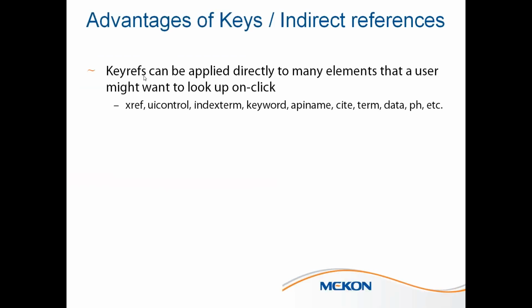Yeah. So keyrefs and conkeyrefs can be applied directly to many elements that the user might want to look up on a click. So I used keyword, but people could be wanting UI controls or xrefs or index terms, API names, and so on. There's lots of elements which you can apply the keyref to, and it will point to an ID in another equivalent element. They have to match, like conrefs, but it doesn't matter what element you use as long as they both take the appropriate attributes, keyref and key.